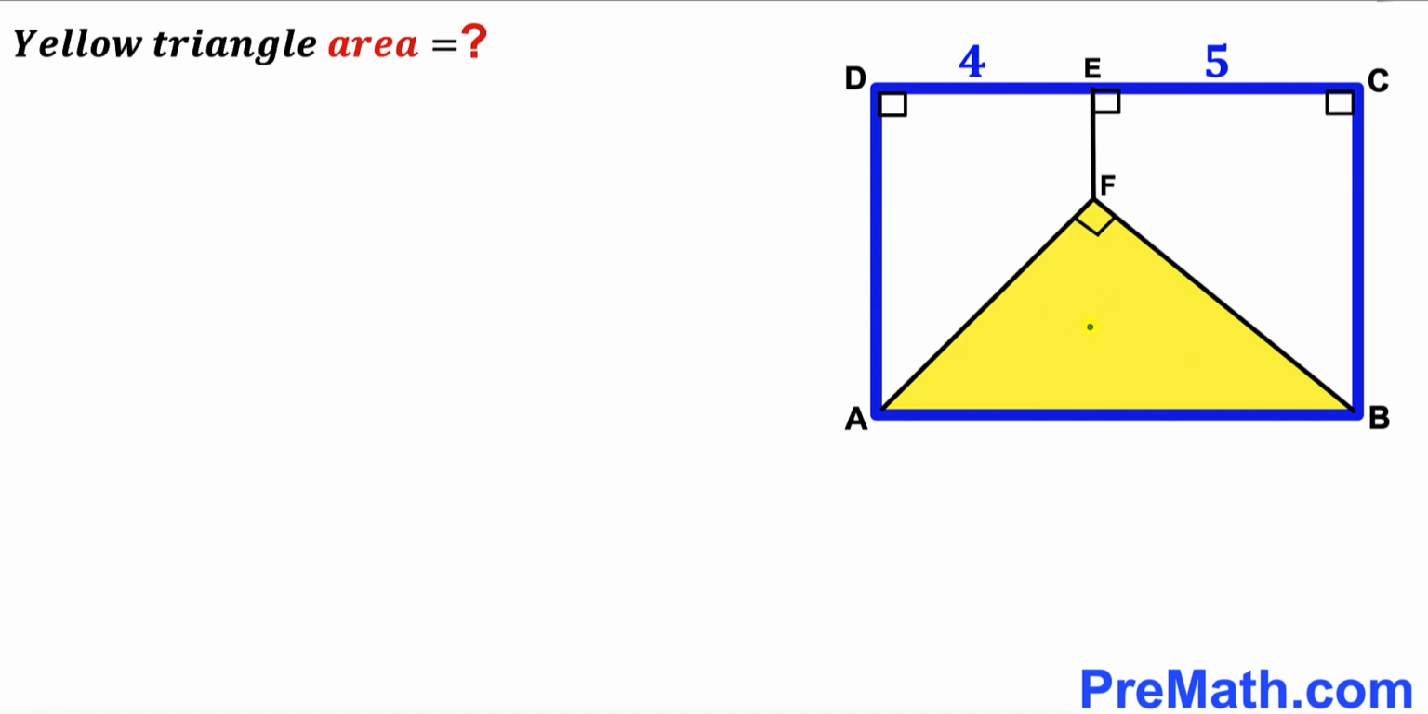Welcome to PreMath. In this video, we have this yellow shaded triangle AFB fully confined in a blue rectangle ABCD, as you can see in the given diagram, such that EF is perpendicular to side CD, and moreover segment DE is 4 units, whereas segment EC is 5 units. Our task is to calculate the area of this yellow shaded triangle AFB.